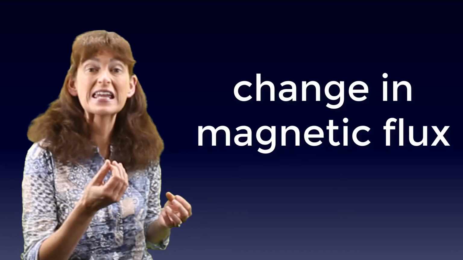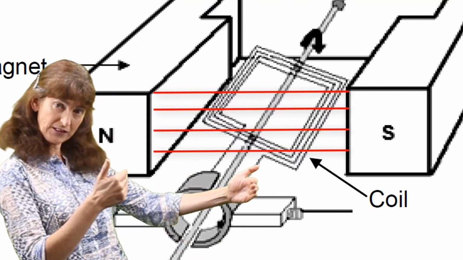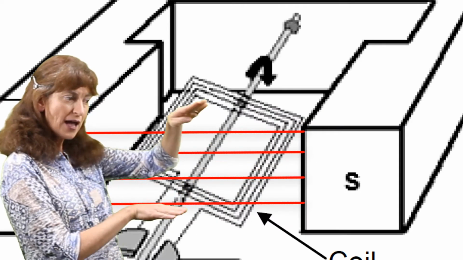Let's go back to what happens during electromagnetic induction. Remember that in order for an EMF to be induced, the wires in the armature have to cut through magnetic lines of flux. They need to experience change in magnetic flux. We have these magnetic flux lines between the north and the south of this magnet. And here we have the armature.